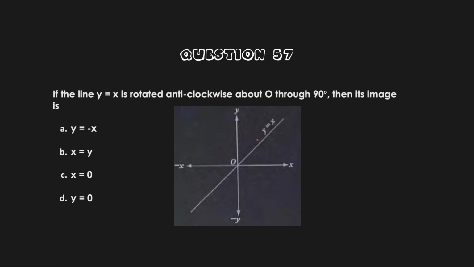So we have this line y equals x. They say we want to rotate it anti-clockwise. Anti-clockwise meaning we're going in this direction, to 90 degrees. So if we form a 90 degree angle, that's how we are rotating it. If we rotate it, this is where it's going to be. This is how it's going to look.